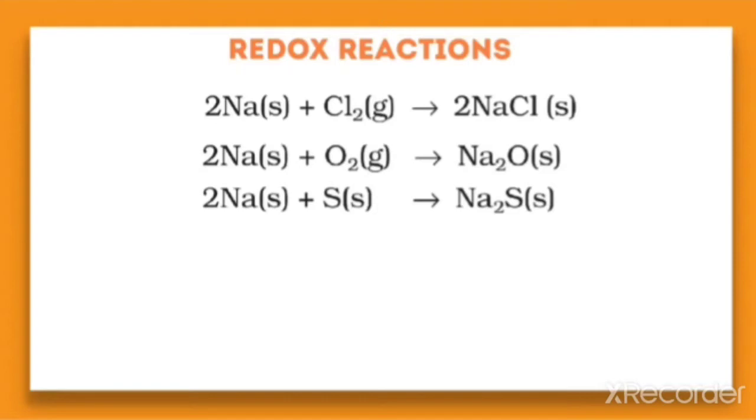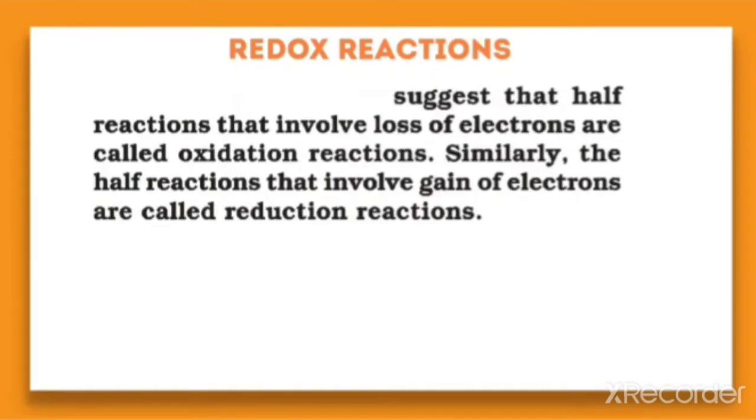Now we come up with the new definitions of oxidation and reduction. Oxidation is the loss of electrons, that reaction is oxidation, and reduction is the reaction in which there is a gain of electrons. So the half reactions that involve loss of electrons are called oxidation reactions. Similarly, the half reactions that involve the gain of electrons are called reduction reactions.